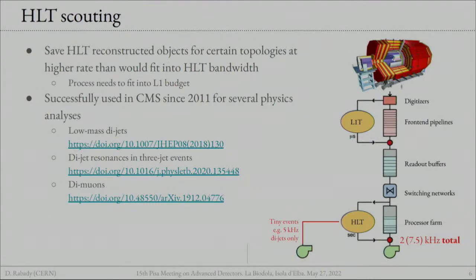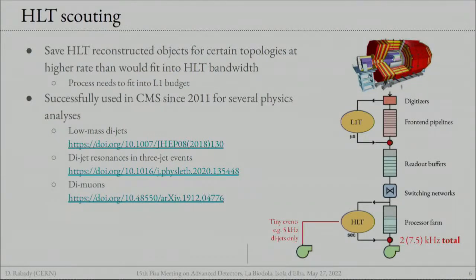So CMS has been doing this at the HLT level, at the high-level trigger level, for quite a while already. Here we save reconstructed objects, so objects that HLT reconstructed for certain topologies at a much higher rate than we usually take physics data. I mentioned already in phase 1 we store data at about 2 kilohertz, but we have, for instance, here these tiny events for digis that we read out at 5 kilohertz, just these digis, so much higher rate than usual.